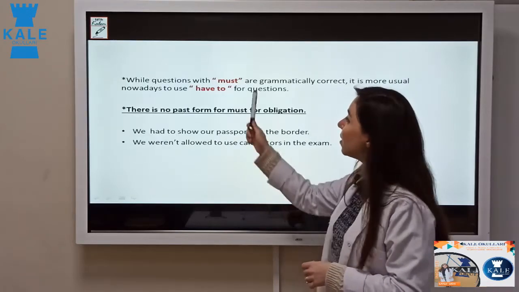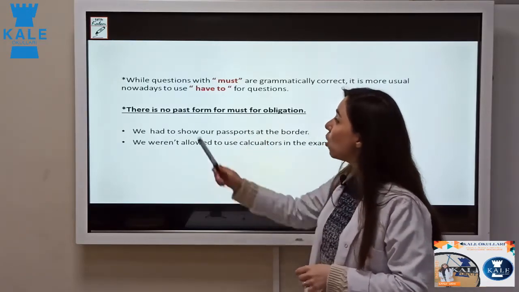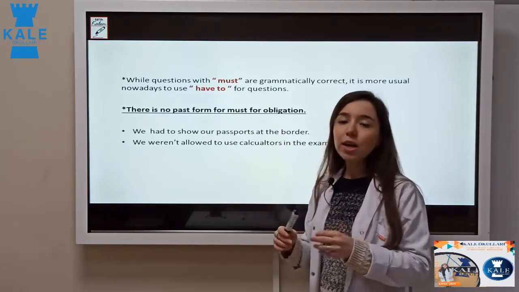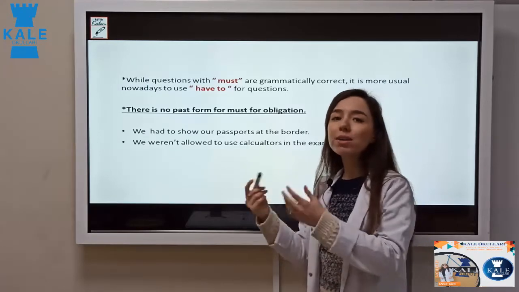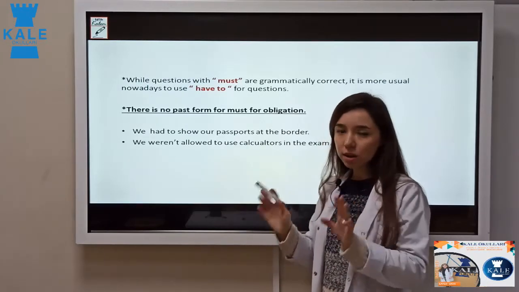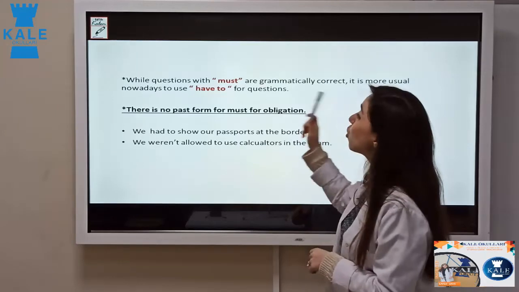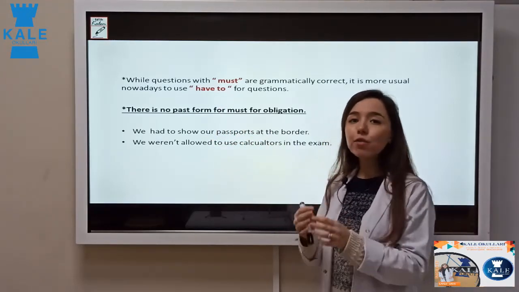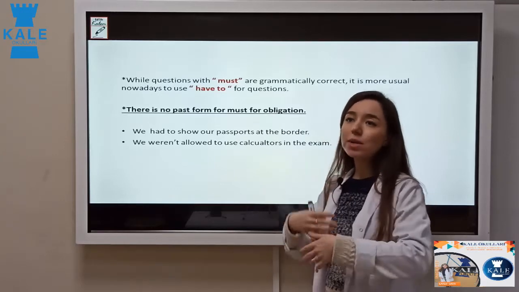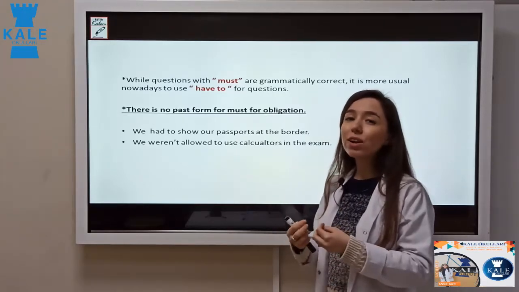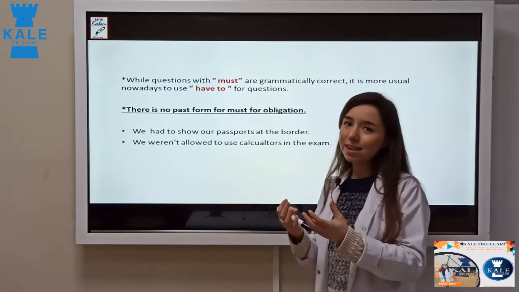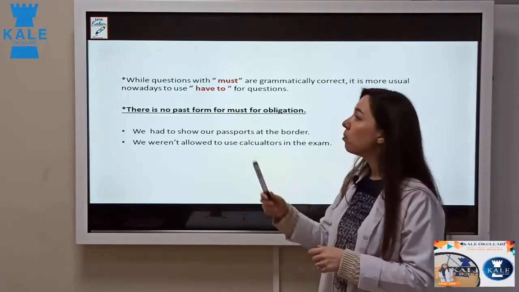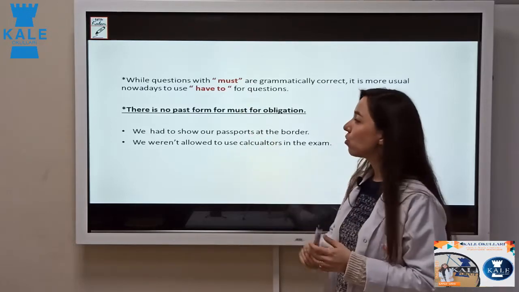Now, we have something interesting here. While questions with must are grammatically correct, so it's not wrong. If in a sentence you are going to write must I, must you, must she, it's not wrong, it's right. But it is more usual nowadays to use have to for questions. So if you write have to, it's more common, it's more usual, and it's a little nicer in the sentences. Yes, so it's better to use have to for question form. But if you also write must, it's not wrong.